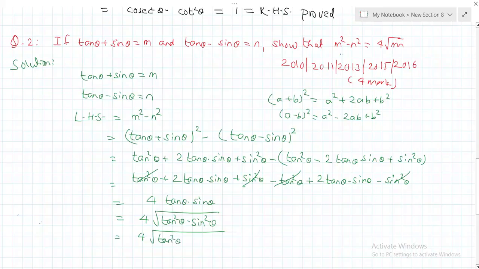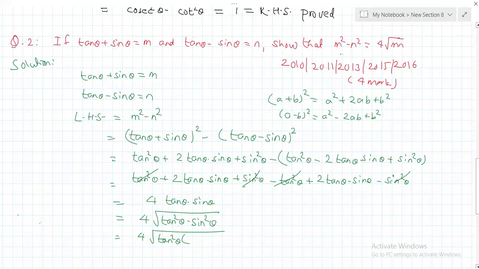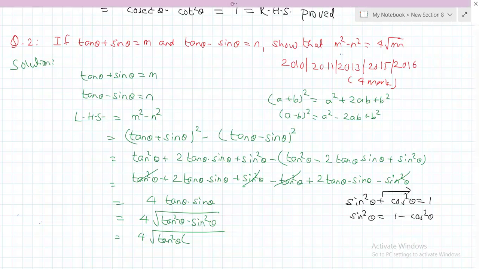We know the formula for sin²θ. Sin²θ plus cos²θ is equal to 1. From here we can write sin²θ is equal to 1 minus cos²θ, because this plus moves to that side and becomes minus. So we write here sin²θ as 1 minus cos²θ.